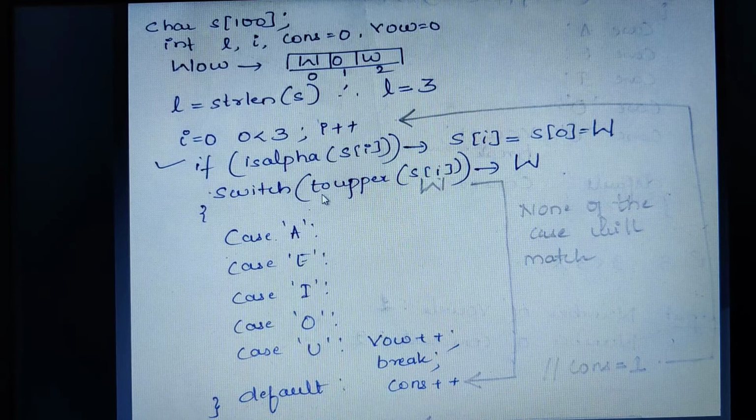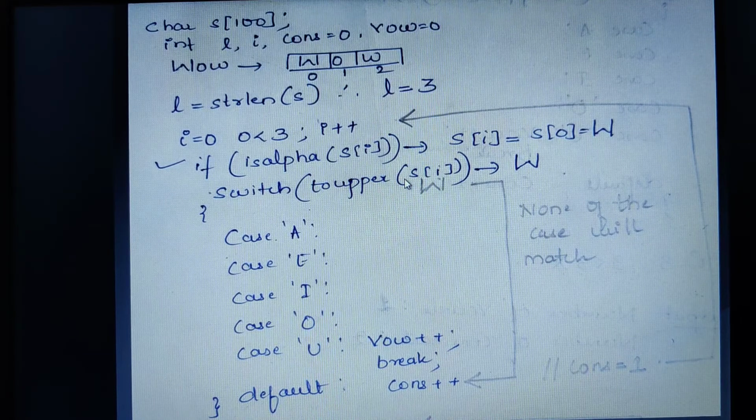Here I am converting toupper of S of I, that is toupper of S of 0. What is there in S of 0? That is W. Since this W is already uppercase, please note the difference: I have purposely given this one as uppercase and this one as lowercase so that you can understand. Since the given character is already uppercase, it remains the same.